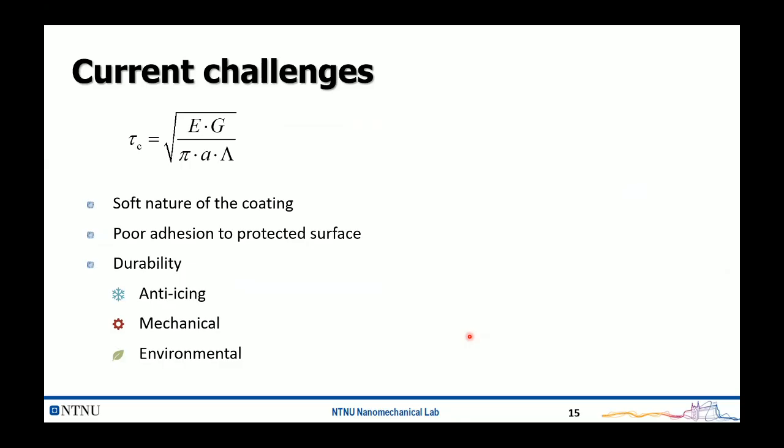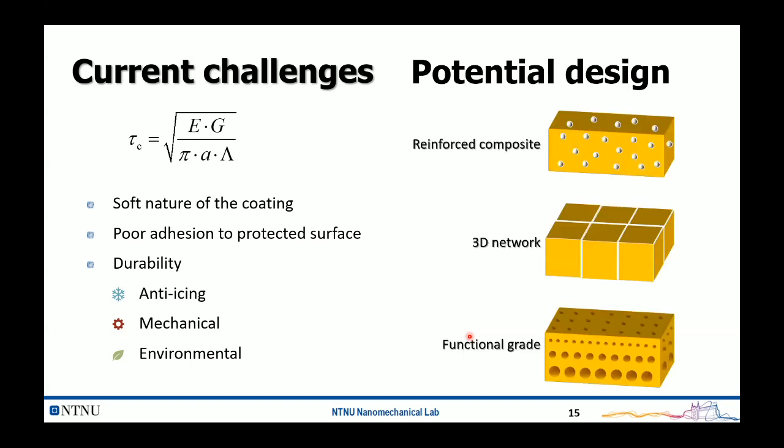And also, if this surface has very low adhesion with ice, it also means it has low adhesion with a protected surface. And also there is the durability issue, we need functional durability, mechanical durability, environmental durability of those surfaces and coatings working in extreme conditions. So we are also developing some potential strategies to cope with all these challenges. For example, if we can have a particle reinforced composite, it remains this functional property, but at the same time reinforces the mechanical properties of the surface.